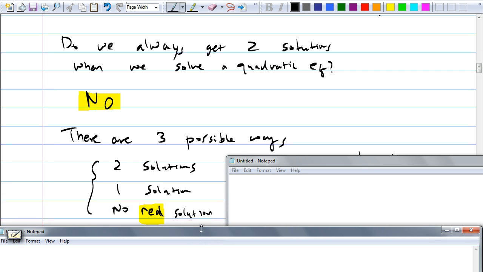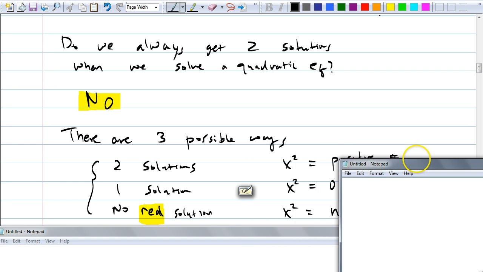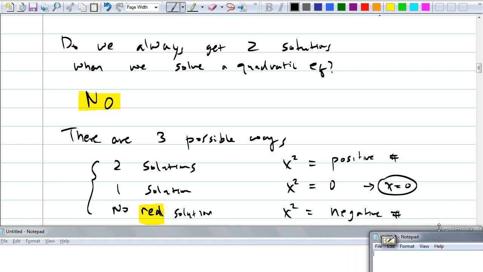When would you get no real solution? I wrote down no real solution. I mean, it's obvious we're always talking about real numbers, but we're going to write this for now. Why do you think, okay, when do you think we get no solution? When you have a perfect square equals to what? Negative. Negative is correct. When you have perfect square equals to negative, you get no solution.